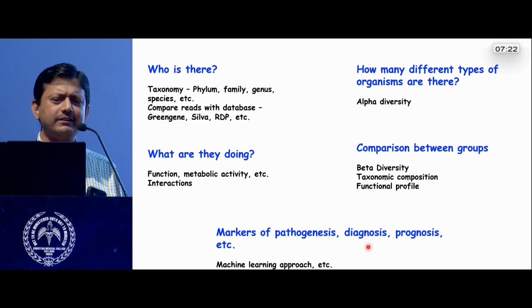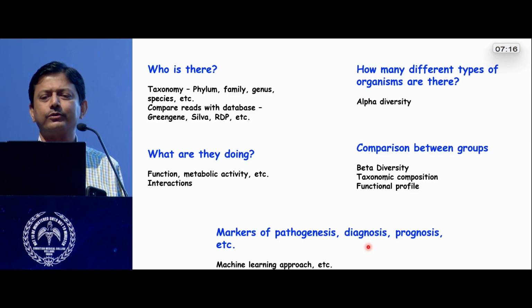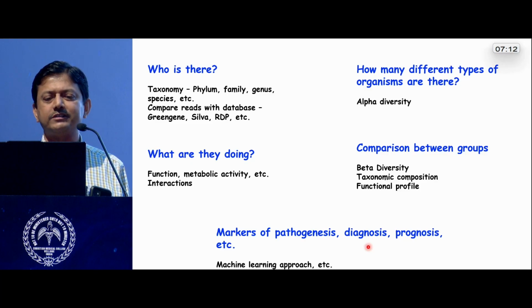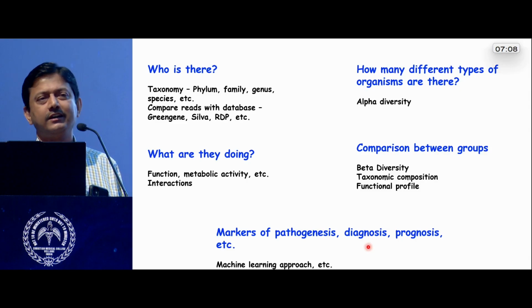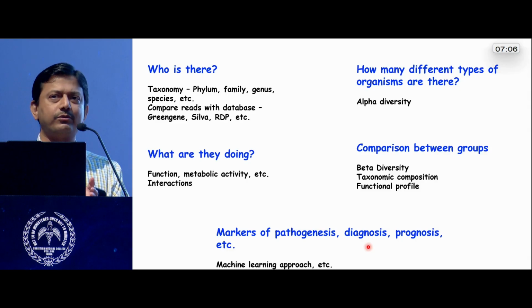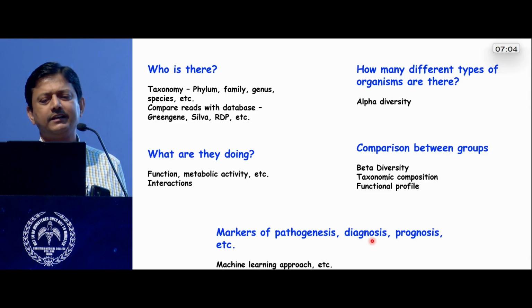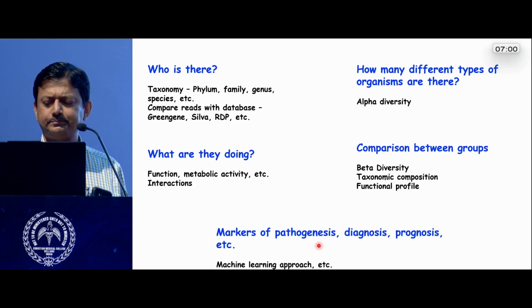So what are the main things we want to know when you do a microbiome study? We want to know who is there, like what are the organisms there. We also want to know how many of them are there, like how many types are there, what is the diversity, what the organisms are doing, that is, what is the function. And finally we want to compare case versus control, one disease versus another disease, and then you want to know if microbiome can be a predictor, can be a prognostic marker.